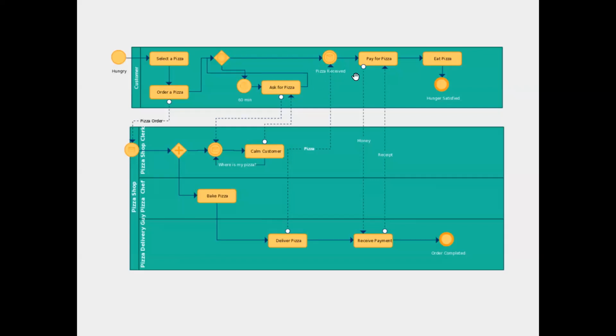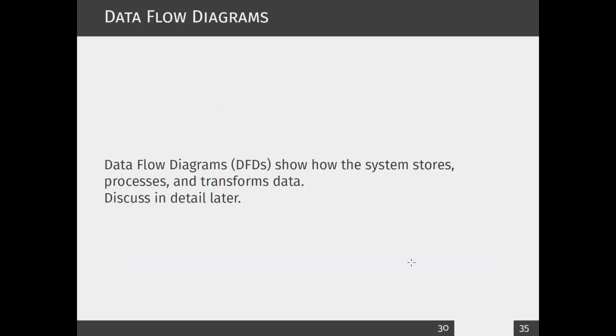And then once you receive the pizza, you have to pay for the pizza. So that payment will be received by the pizza delivery guy, and it will be given to this. So you will get money, and then you provide the receipt for this. And once you pay it, you can eat it. And when you receive the payment, you can proceed. Right. Okay.